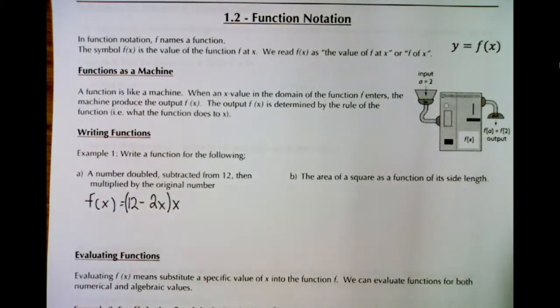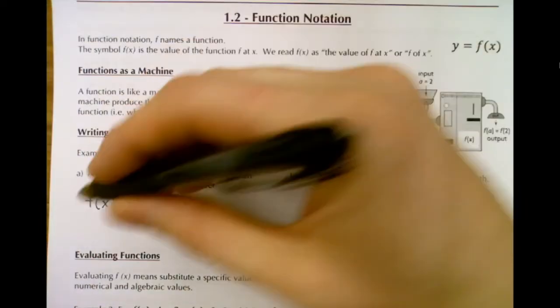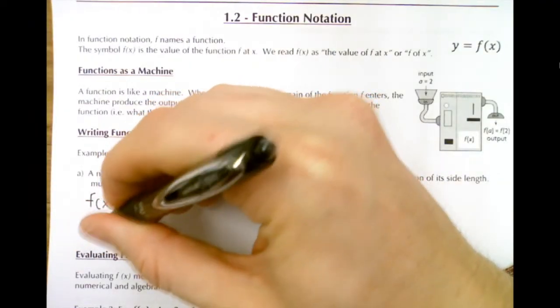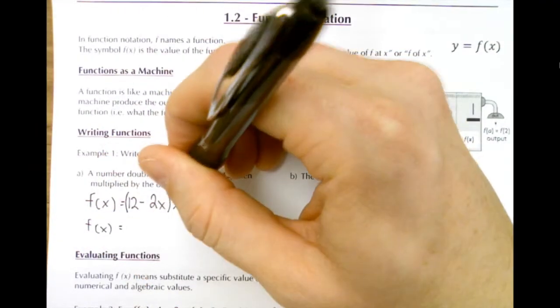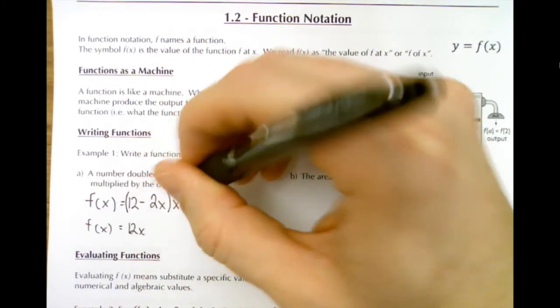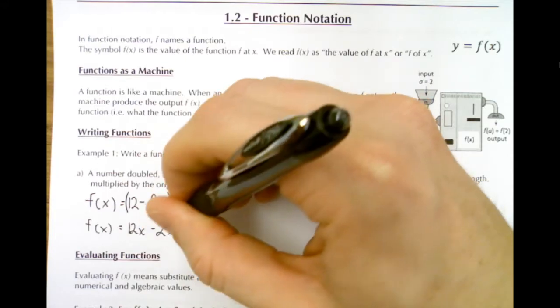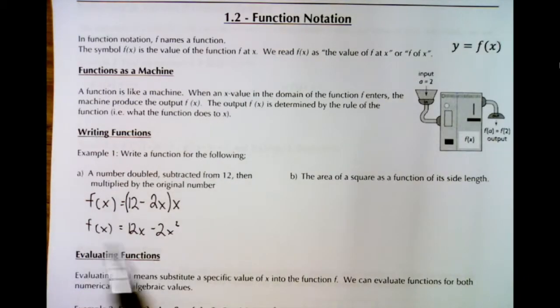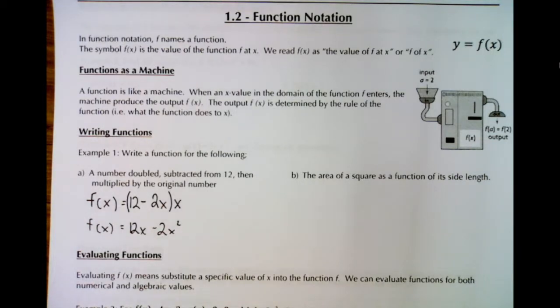And if we wanted to expand it, we could write this function in standard form. So let's do that. Use the distributive property. x times 12 is 12x, and negative 2x times x is negative 2x squared. And now we have a function in standard form, and it's a quadratic function.